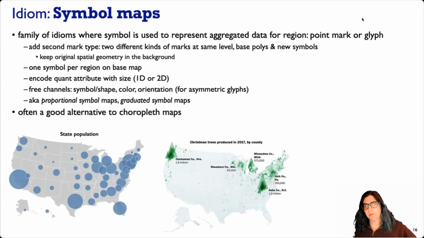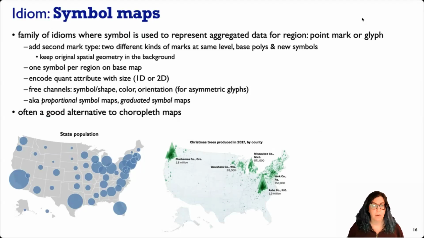So what's another thing we could do? Well, we don't have to color code the region. We could add another layer of symbols. So symbol maps are a whole family of idioms where we've got one symbol per region that's used to represent the aggregate data for that region. It could be a point mark, it could be a glyph. So what we're doing now is we're adding a second mark type. It's at the same level. It's not a multi-level thing, but there are two different mark types at the same level, those base polys and our new symbols.